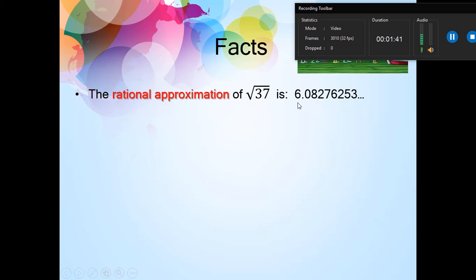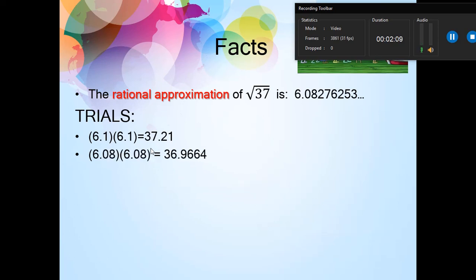So if I look at the rational approximation, remember the goal of a square root is to find 2 identical factors that would multiply to 37. So since I know it's approximate, I'm going to round this decimal to the nearest tenths, which is 6.1. When I multiply them, I don't get exactly 37. So I know 6.1 is not the 2 identical factors I'm looking for. Let's go out another decimal place. So I'm going to use 6.08. Now I'm below 37, so I have not hit exactly 37, but I'm closer. Let's go out 3 decimal places.